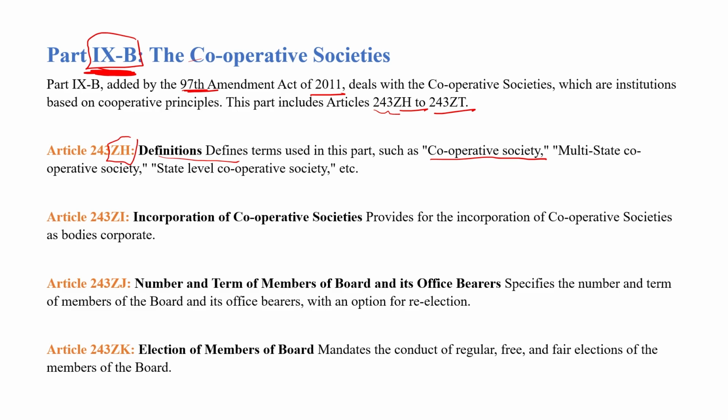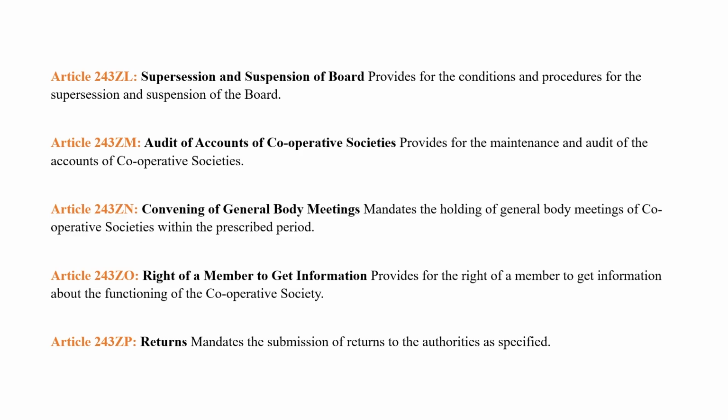ZJ explains the number of members of the cooperative societies, meaning how many members will be part of the cooperative society, what is the term of the board members, and who will be the office bearers of the cooperative society. ZK explains the election of the members of the board of the cooperative society. ZL covers supersession and suspension of the boards. Basically, it provides the conditions and procedure for the supersession and suspension of the board of a cooperative society.